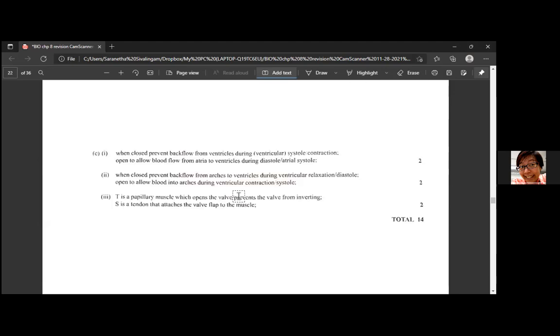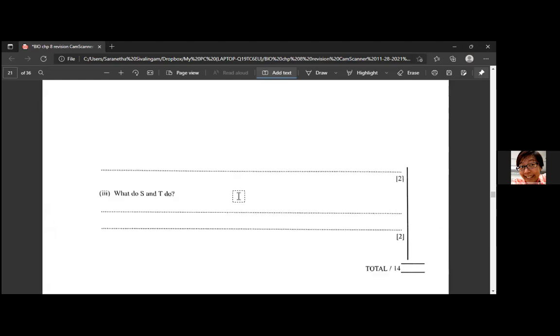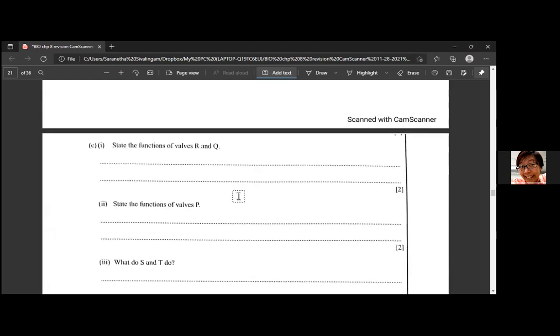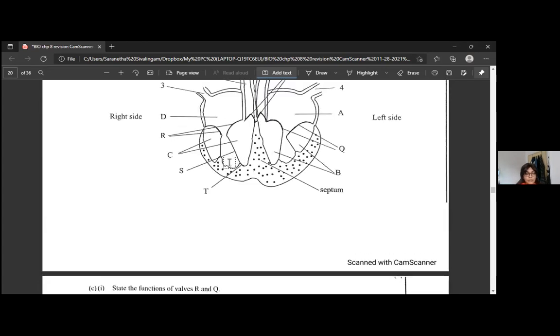Can you repeat your first sentence? It opens the what? Valve? It what? Papillary muscle. It opens the valves and prevents them from inverting during the contraction. During contraction, it cannot open the valve, right?